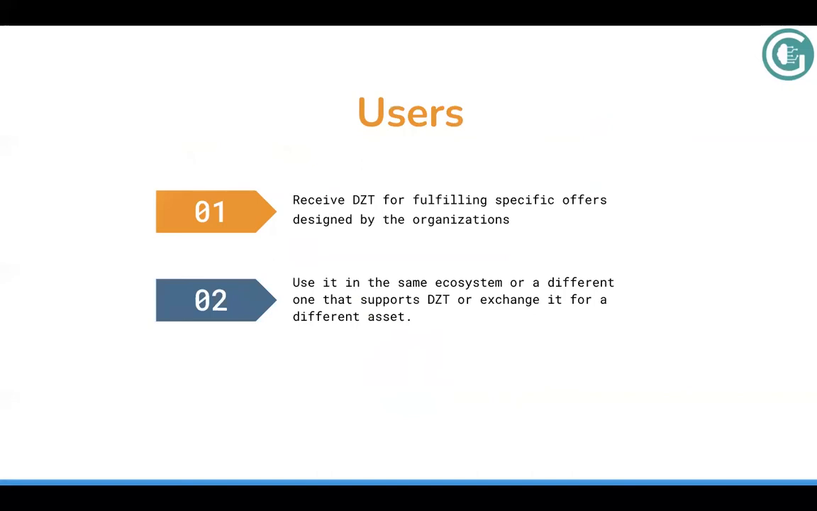From the user perspective, they will receive personalized offers designed by the businesses or organizations. And upon fulfilling them, they will receive the reward in Doozie token. And they will be able to use this reward in the same ecosystem or a different one that supports Doozie token, or exchange it for a different asset. Pretty much what I'm trying to say is however they like. There is no restriction for users to decide how they want to use their earned rewards.